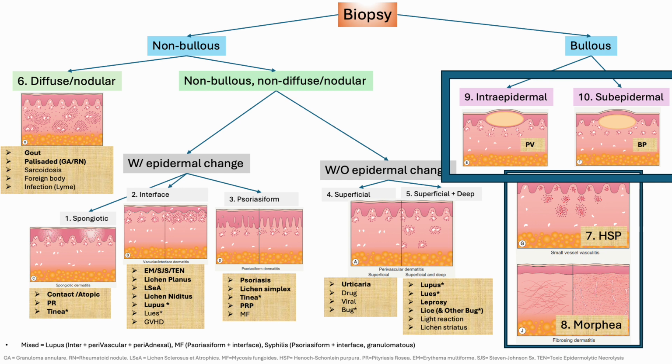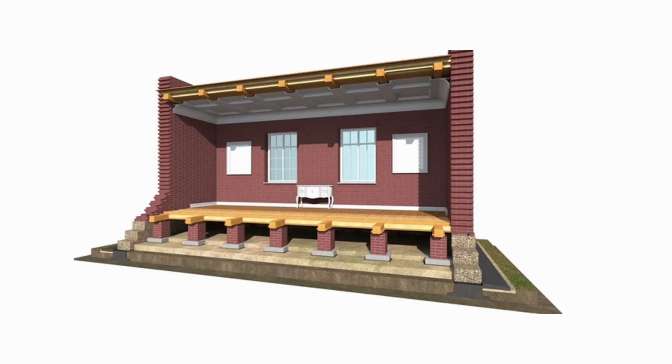I hope you still remember this big picture, and today we finally reached number 9, intraepidermal, and number 10, subepidermal. First, let's use this example to demonstrate the structure of the skin. Everybody can see this is a cross-section of a house, and everybody knows that in order to have a very steady house, we need to have a strong foundation as shown here. But also, we need to have the wall made by the bricks.